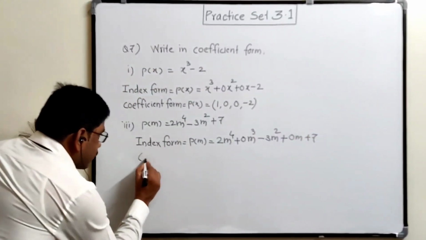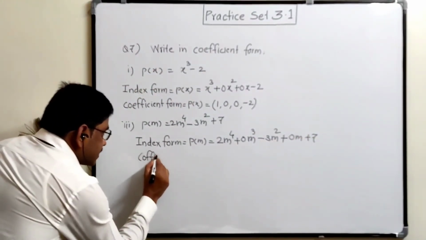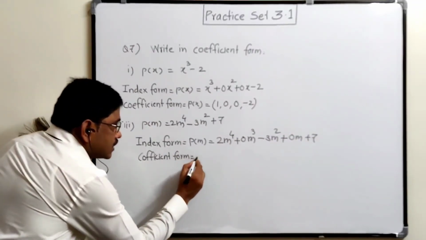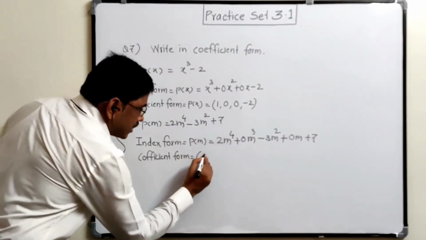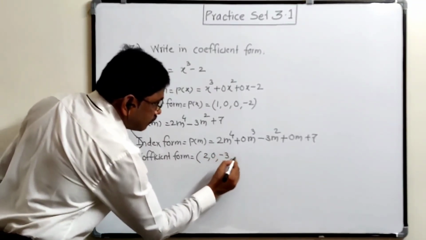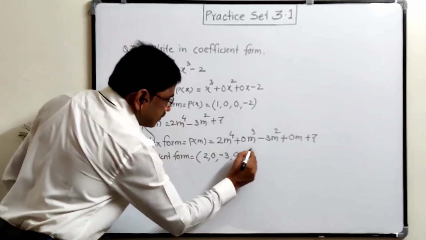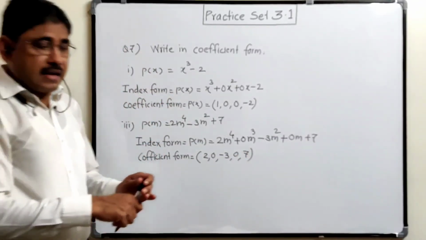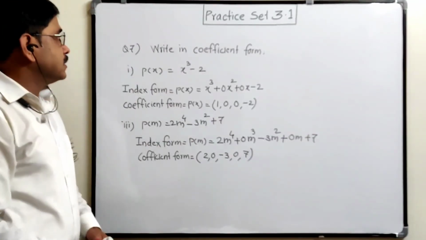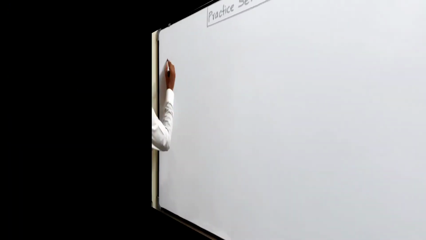Now we can write in coefficient form. So coefficient form is equal to, in bracket, coefficient of first term, coefficient of second term, third term, fourth term, and last term. So in this way we can write the given polynomial in coefficient form in question number 7.